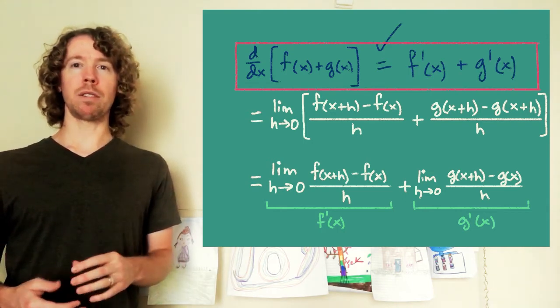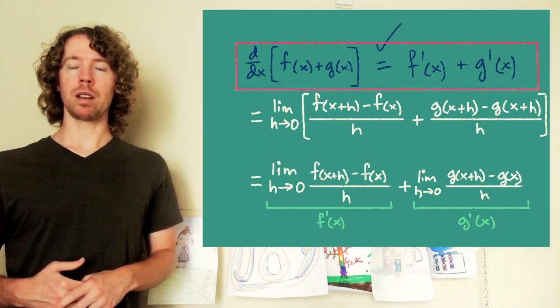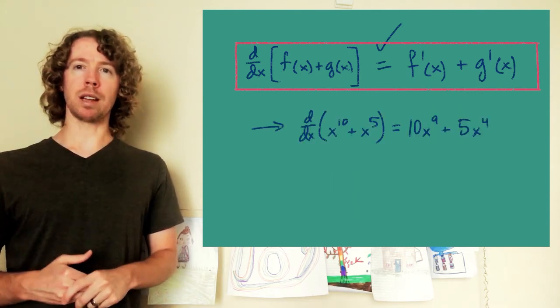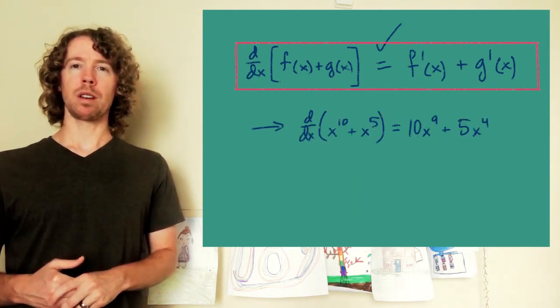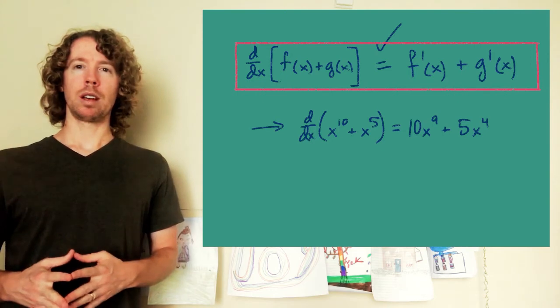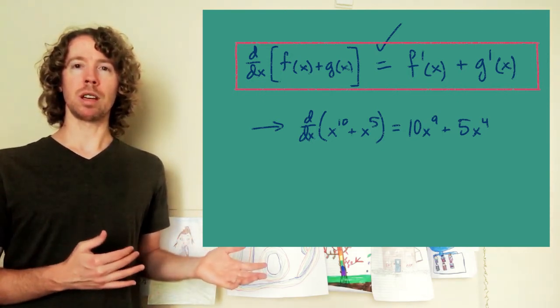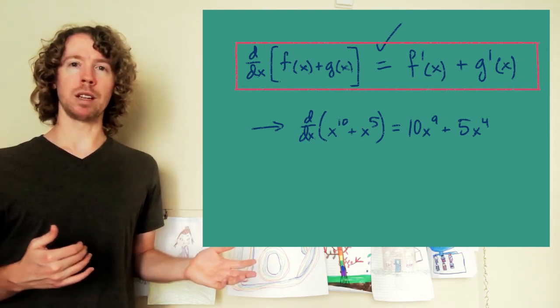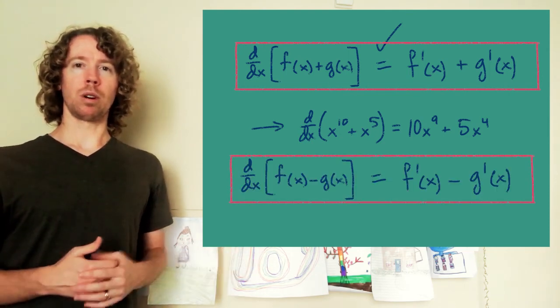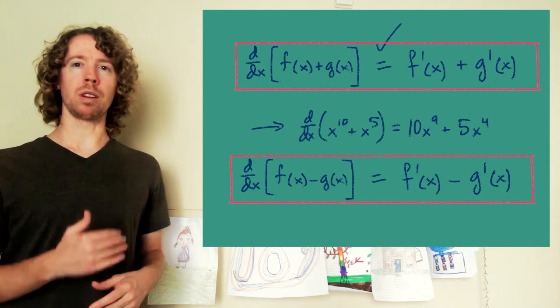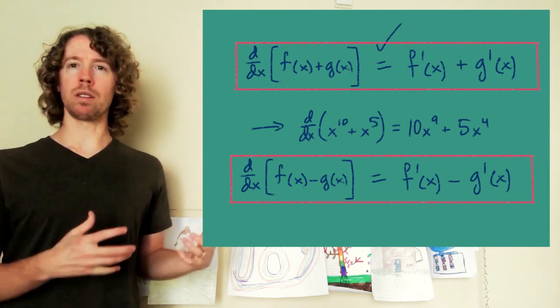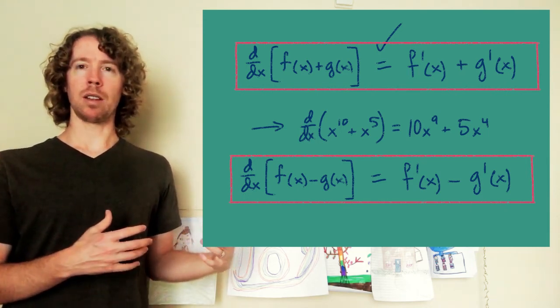So the derivative of x to the 10th plus x to the 5th really is just 10x to the 9th plus 5x to the 4th. Our hypothesis was true. And now you can do this for any sum of functions. It also works for a difference of functions. So anytime you have a sum of functions or difference of functions, just take the derivatives of the individual functions and then add or subtract them.